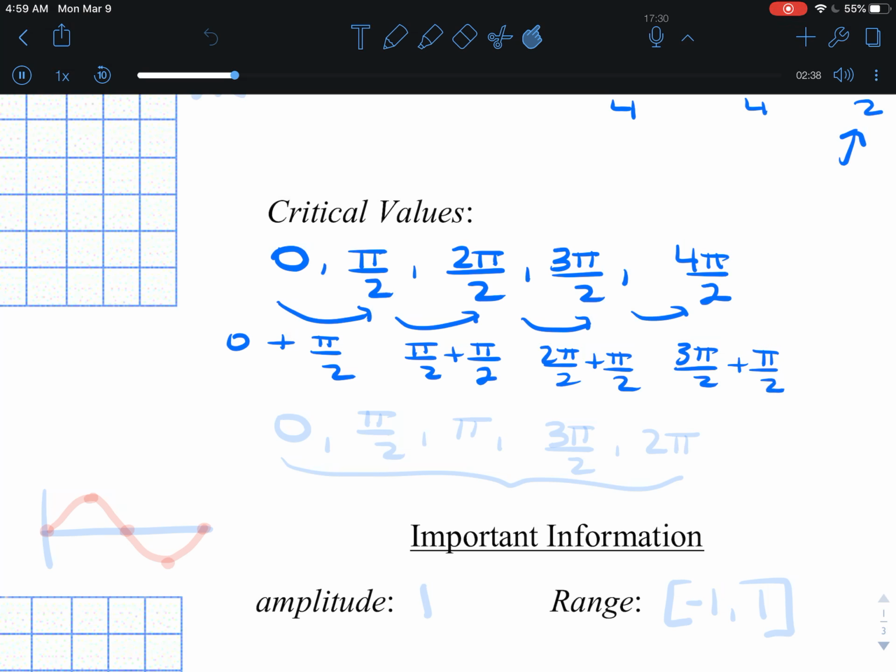Now I'm going to stop at 4 pi over 2 because if you think about reducing that, my domain is going to 2 pi. So 4 pi over 2, if I reduce that, that is 2 pi. So what I'm going to do down here is just write them in reduced form. So I have critical values of 0, pi over 2, pi, that's what 2 pi over 2 would reduce to, 3 pi over 2, and 2 pi. So these are the values that are going to go along my x-axis.